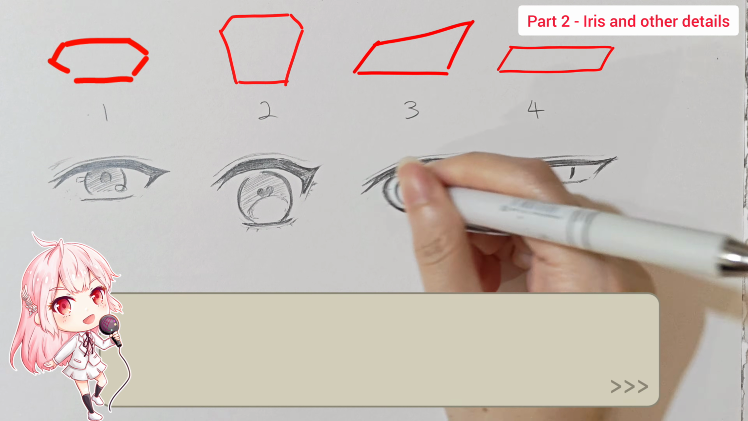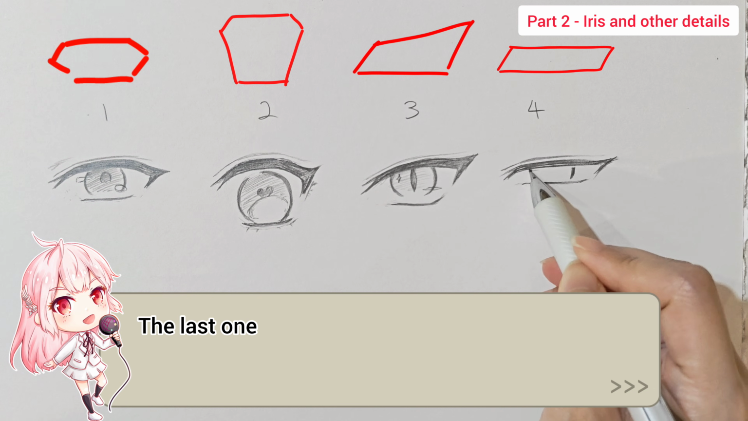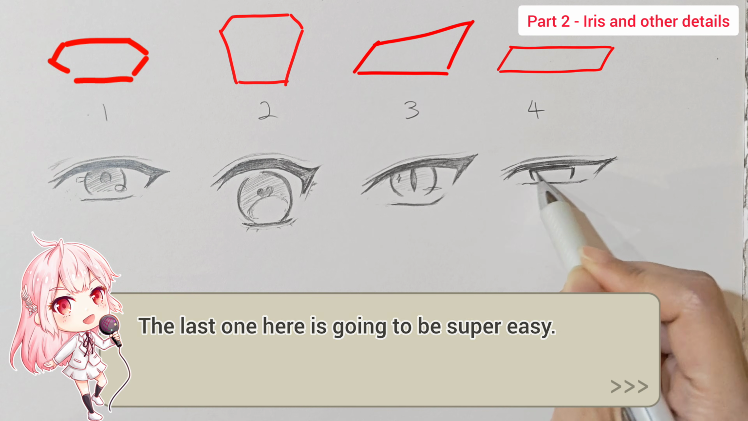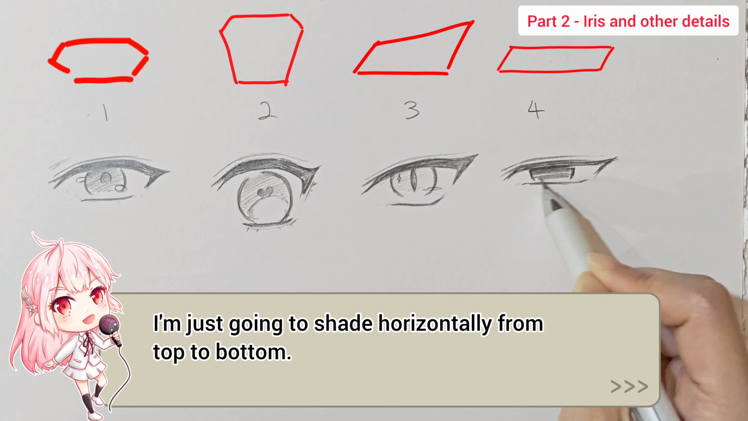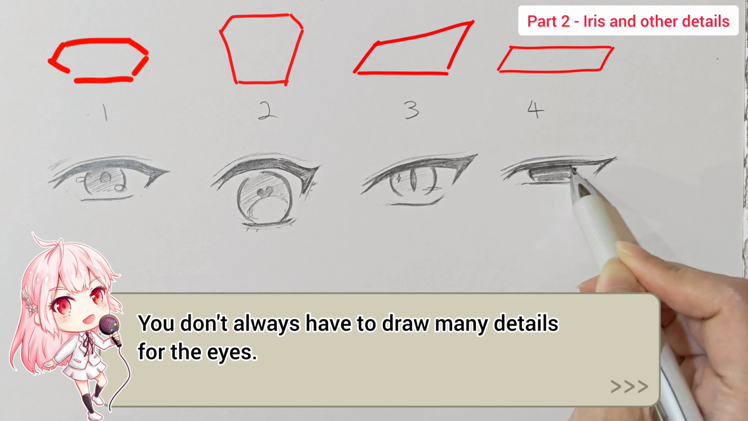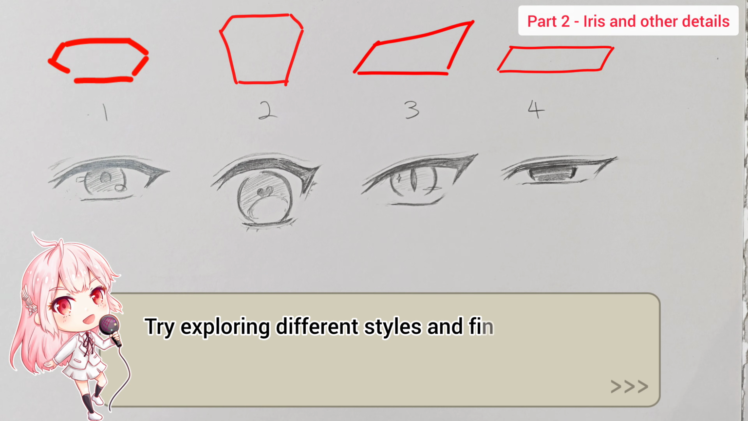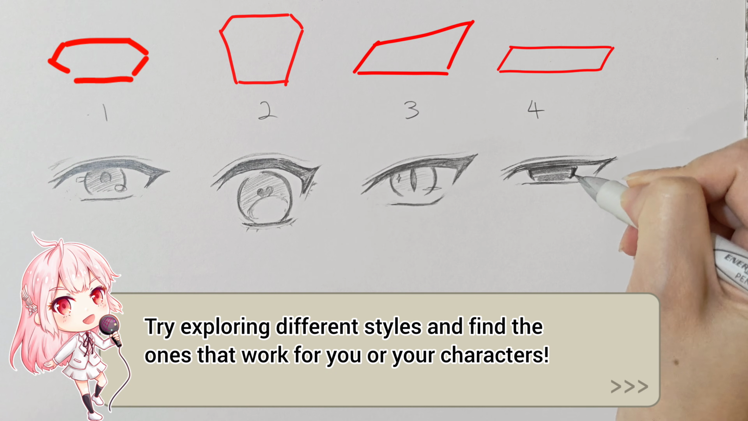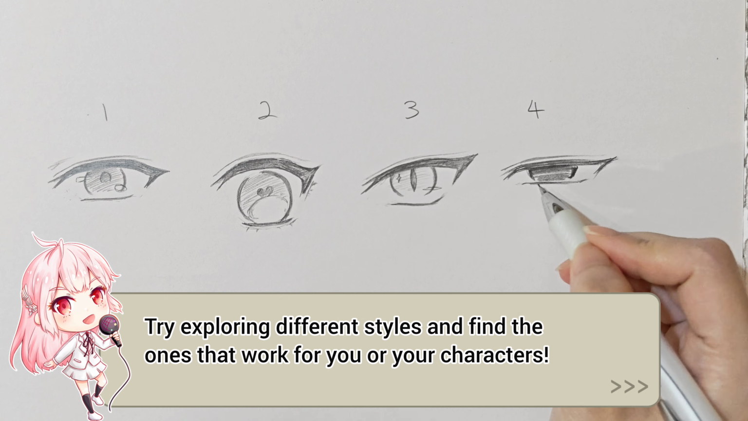The last one here is going to be super easy. I'm just going to shade horizontally from top to bottom. You don't always have to draw many details for the eyes. Try exploring different styles and find the ones that work for you or your characters.